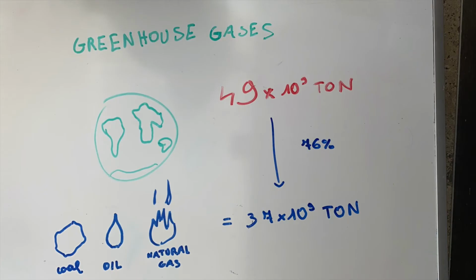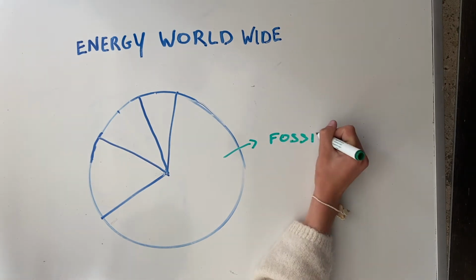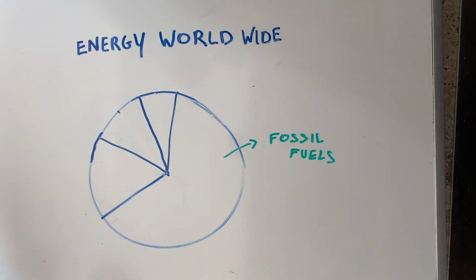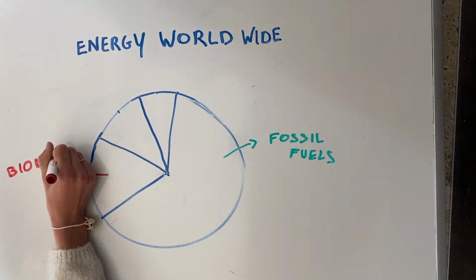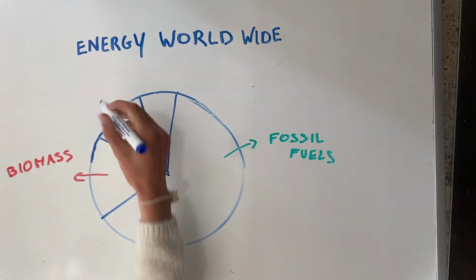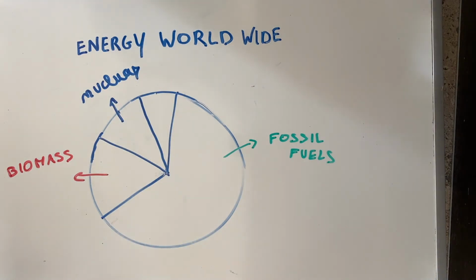Every year, there is a global emission of greenhouse gases worth 49 times 10 to the 9th tons. 76% of this is produced by the use of fossil fuels. This concludes into 37 times 10 to the 9th tons. The vast majority of energy produced worldwide consists of fossil fuels. This accounts for 65% of energy produced worldwide. The other sources consist of biomass, nuclear energy, and renewable energy.